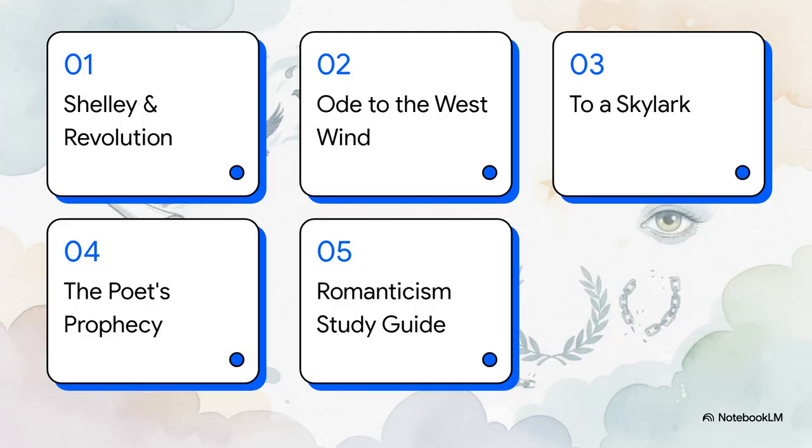So here's our game plan. First, we'll set the stage. Look at the revolutionary world Shelley was living in. Then, we're going to do a deep dive into two iconic poems, Ode to the West Wind and To a Skylark. After that, we'll pull it all together and talk about the big themes. You know, the stuff you'll really need for your exam.